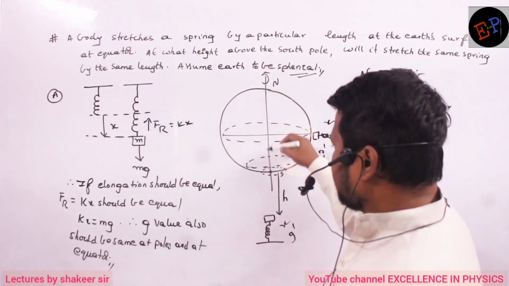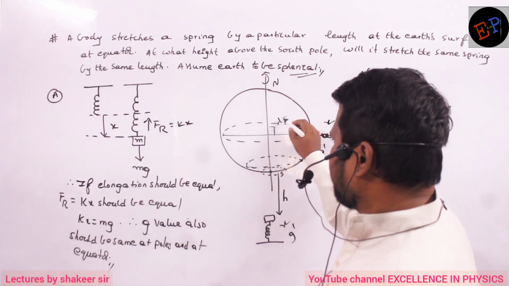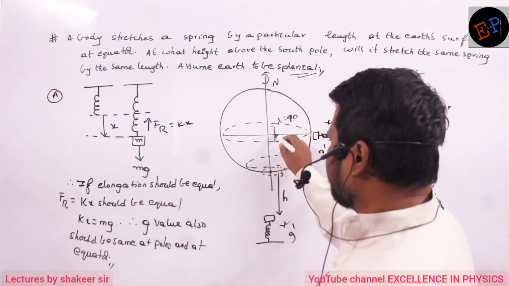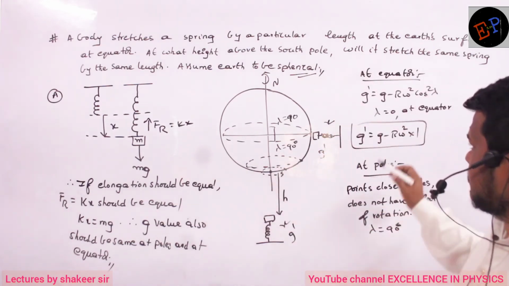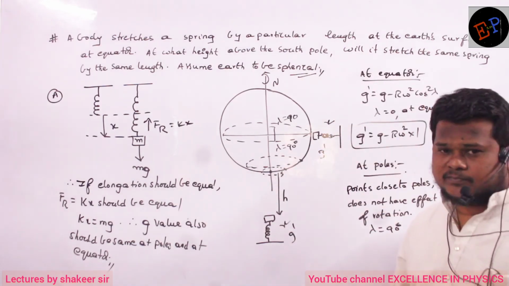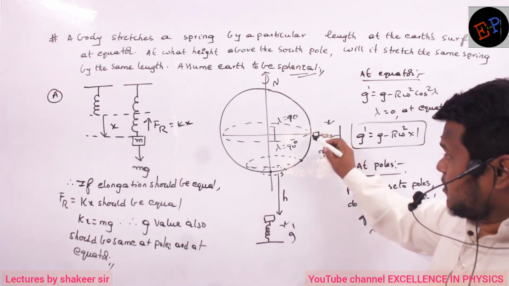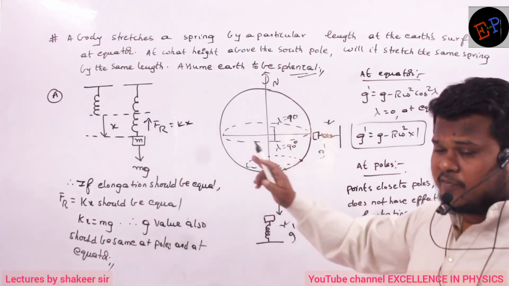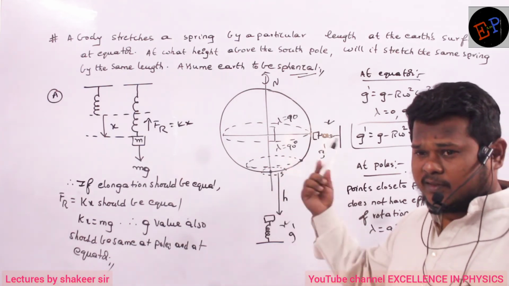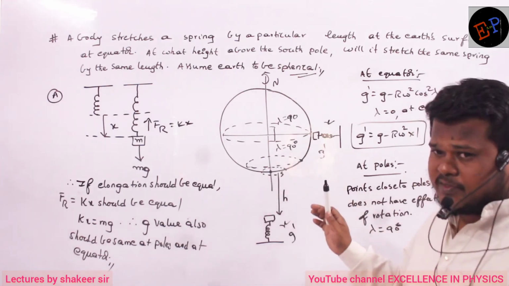For example, if you take the north pole or south pole, here lambda is 90. Cos 90 is 0. So therefore, there is no effect of rotation. But at the equator, the g value reduces because of rotation. What happens because of rotation at the equator? Because of rotation, the g value reduces.